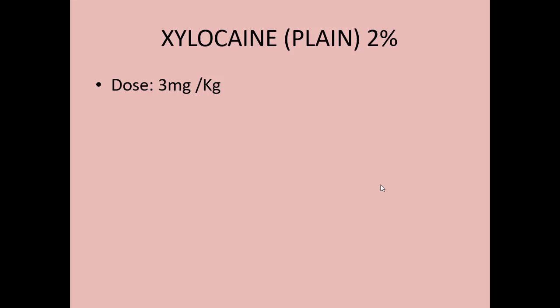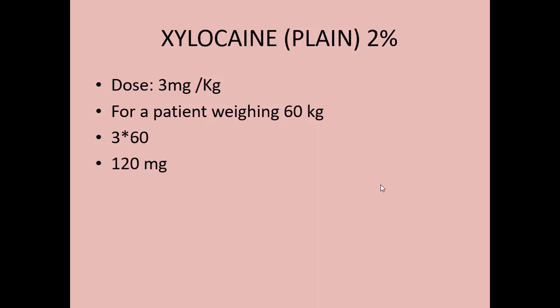Okay, so the dose for xylocaine plain is 3 mg per kg. Now take an example. If your patient is 60 kg, what does that mean? That means for this patient you have to multiply by 3. So 3 multiplied by 60 will come up with 120 mg. But the problem is that here it is in mg, while you must know it in ml, because that is a liquid and you are injecting it as a liquid, so you must know how many mls you have to give.